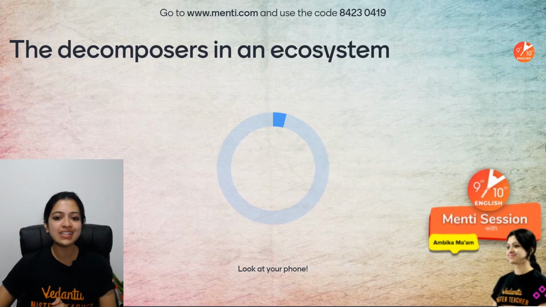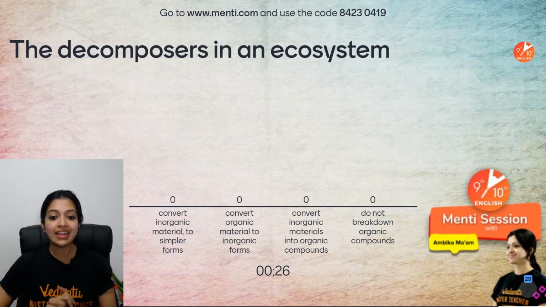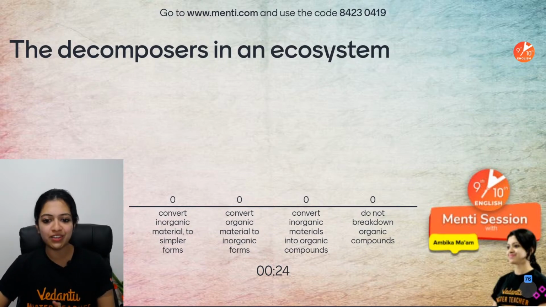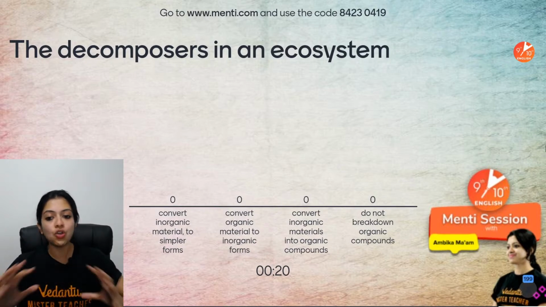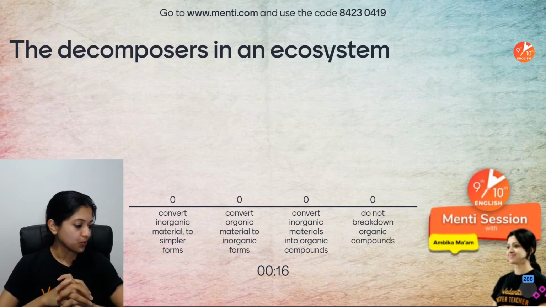The decomposers in an ecosystem: convert inorganic material to simpler forms; convert organic material to inorganic forms; convert inorganic materials into organic compounds; do not break down organic compounds. What would the answer be? Decomposers, what do they do? Cup soup question.